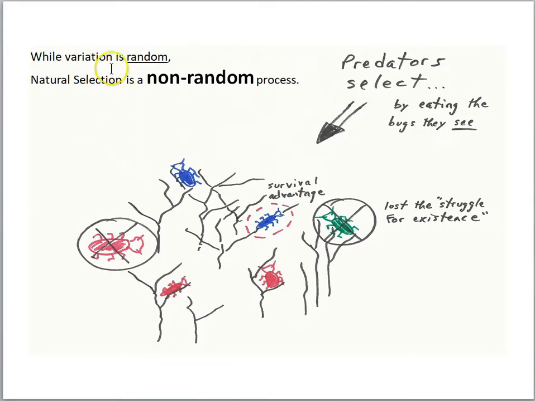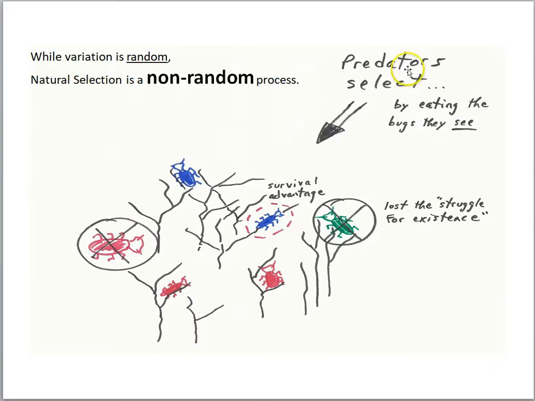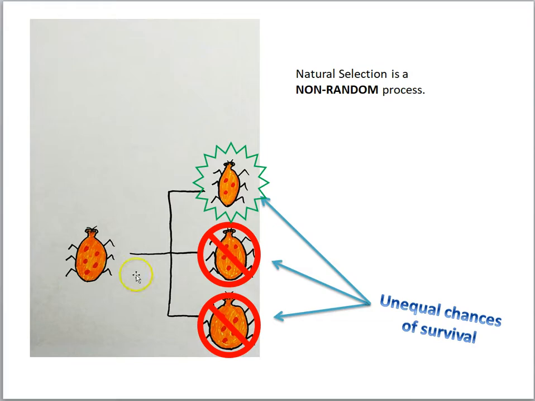Now, while variation is random, natural selection is a non-random process. Remember, the predators here are not just randomly eating their prey. They're eating the ones that they see. So there's going to be an unequal chance of survival because of the variation in body shape. So this is a non-random selection process. If it were a random selection process, the predators would sometimes eat the thinner bodies and just as often eat the thicker bodied ones. But that's not how it happens. There is an unequal chance of survival.